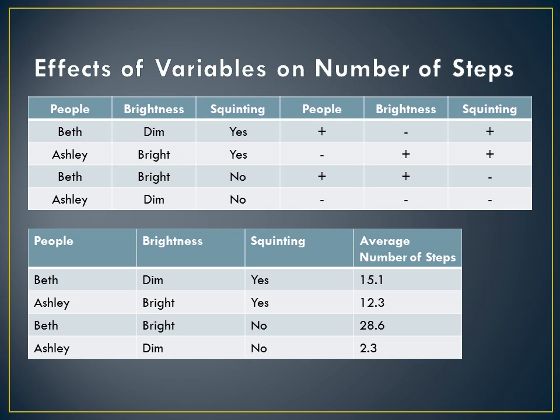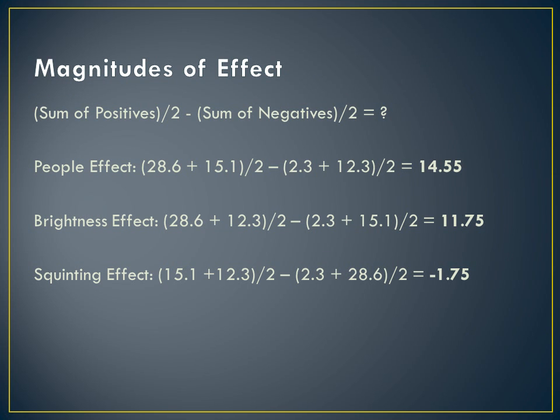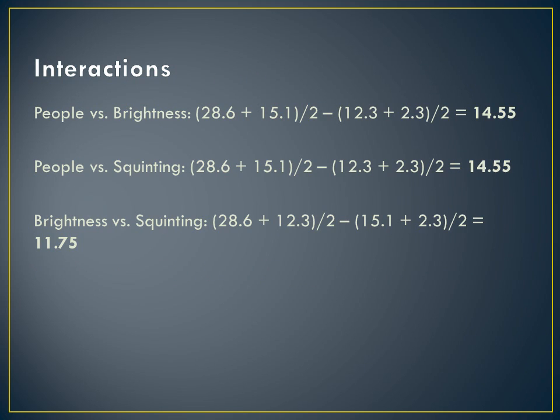Here we have, and we also have the average number of steps in a quantifiable value. These are our magnitudes. Squinting had a negative magnitude, and the person had the biggest magnitude of effect. These are interactions and their magnitudes.